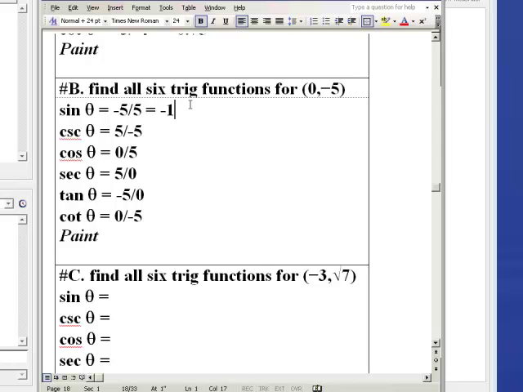So we're going to come up with -1. We come up with -1. We come up with 0. We come up with undefined. We come up with undefined. And we're going to come up with 0. Let's go over to Paint and look at that.